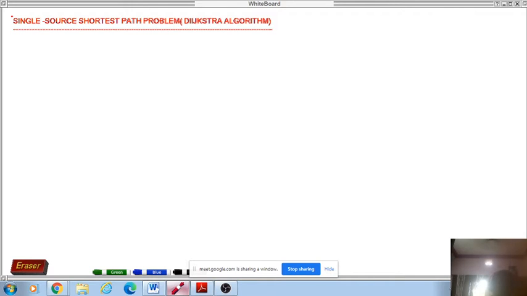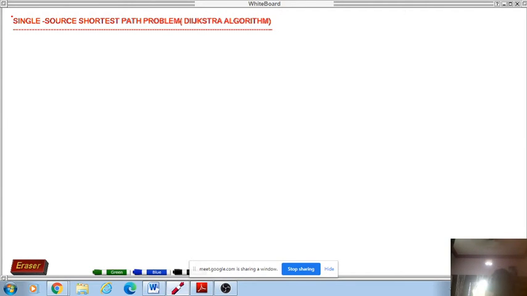So we introduce the single source shortest path to find the shortest path from a node designated as source to all other nodes. We have to find that. This problem is solved by Dijkstra.